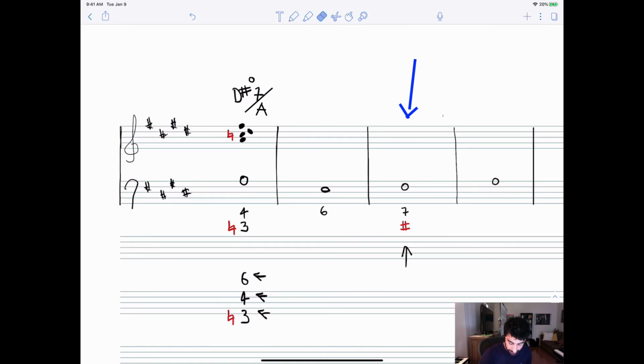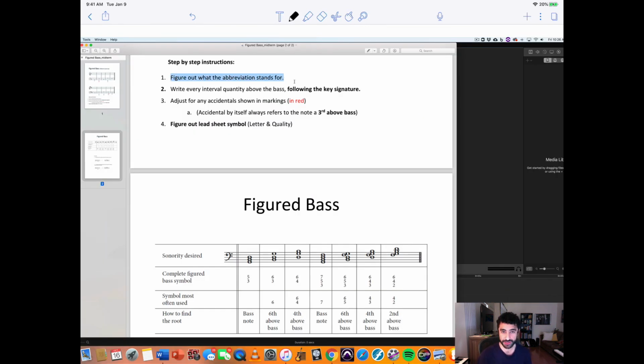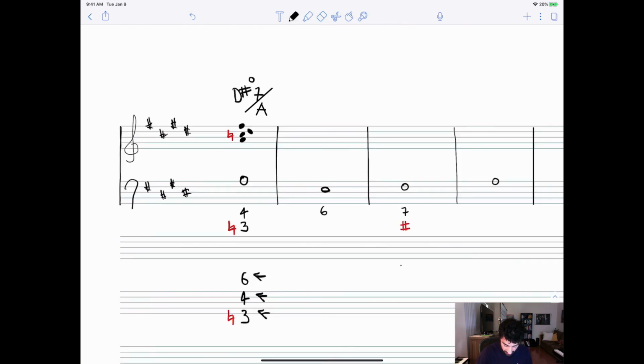Check it out. If you want, you can stop the video and do it by yourself and see if we get to the same result. Figure out what the abbreviation stands for. Okay? I see a 7. What does a 7 stand for? 7 means that there's a 7th, a 5th, and a 3rd above the bass. So I'll write it here: a 7th, a 5th, and a 3rd above the bass.